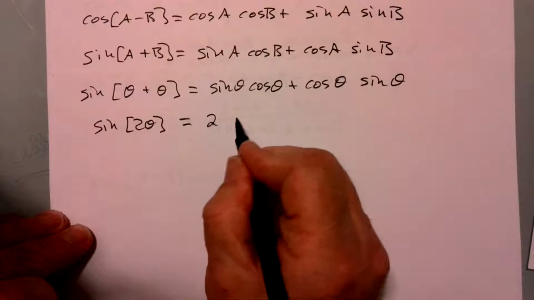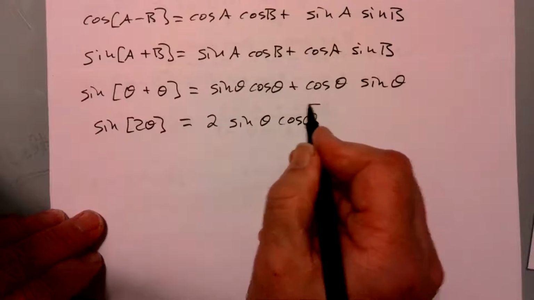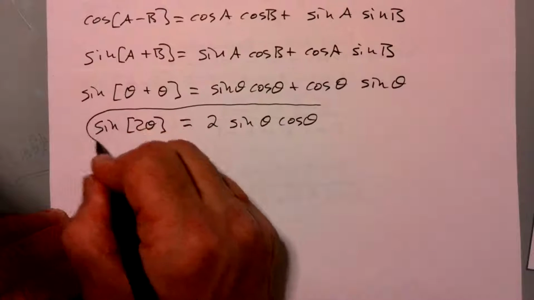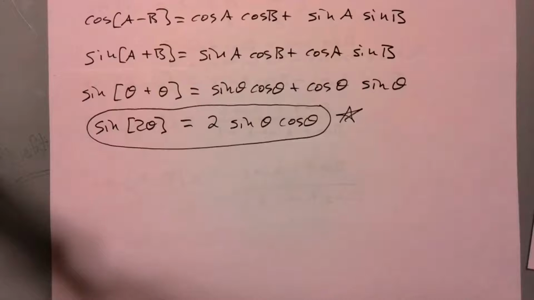Those are both the same. That's 2 sine theta cos theta. So this is the other double angle identity that I think it's good for you to memorize. There's only one version of this that we use. So if you memorize sine 2 theta is 2 sine theta cos theta, and you memorize cos 2 theta is cos squared theta minus sine squared theta, you'll be well on your way to getting what you need.